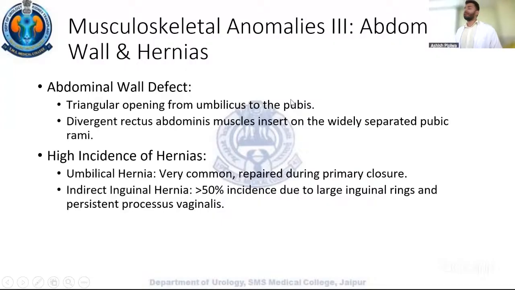Abdominal wall and hernia: there will be an abdominal wall defect. There will be a triangular opening from the umbilicus to the pubis, and the rectus abdominis will be divergent and inserted widely on the separated pubic rami. There is a high incidence of hernias. Umbilical hernias are very common, which are usually repaired during the primary closure, and indirect inguinal hernias are also common, but they are repaired later on.